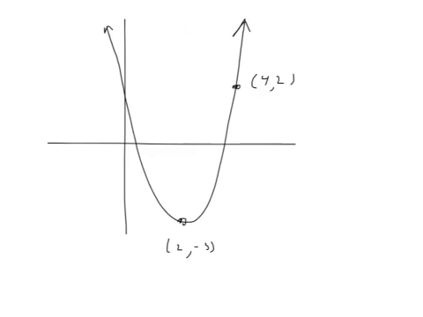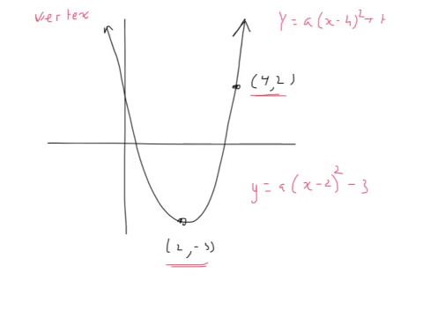Okay, well now let's say here you're given a vertex, at some other point. If you're given a vertex, well let's use our vertex form. So we know that that's going to be y equals a(x minus 2) squared minus 3. And that's just putting it in vertex form, where given the vertex (h, k), we have a(x minus h) squared plus k.